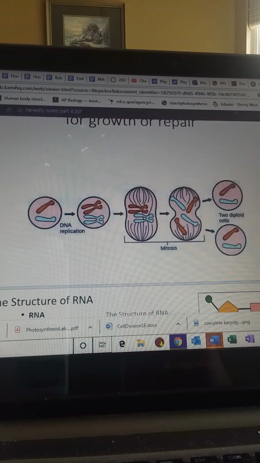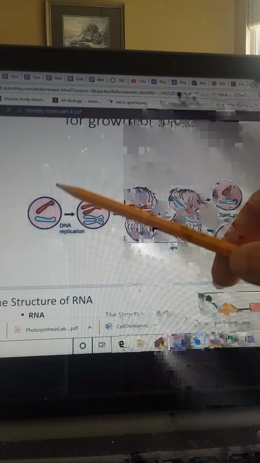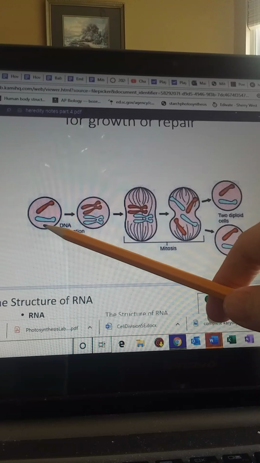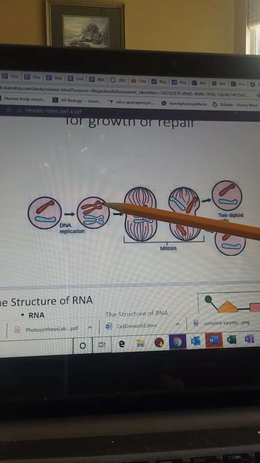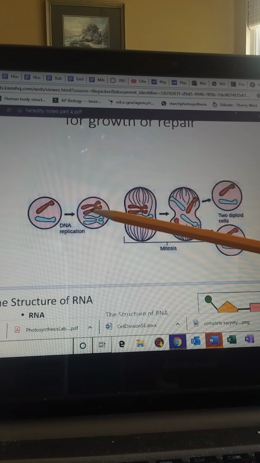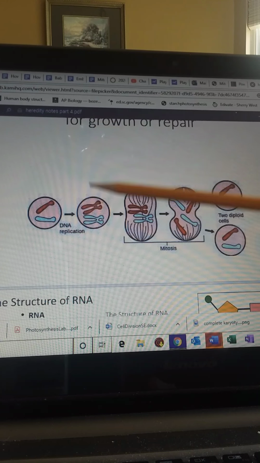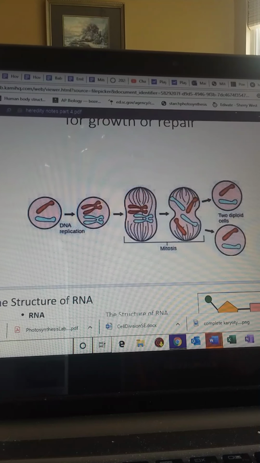So back to this picture here, this is what we're talking about. It had this little red chromosome. It replicates or copies itself and ends up looking like that. So A going with T, C going with G. This is what it's doing, making copies of itself.